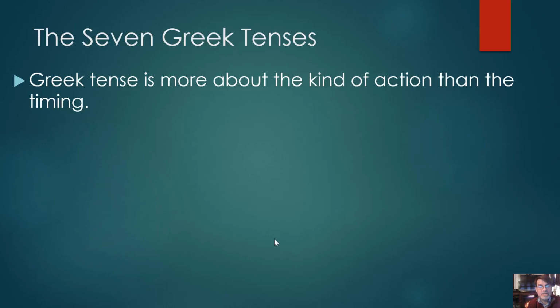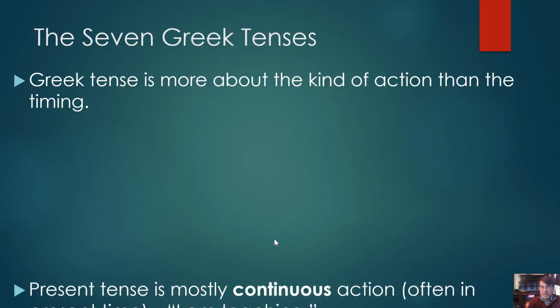First of all, tense in Greek is more about the kind of action than it is about the timing. In English, we think about tense being past, present, or future. That's secondary in Greek. Some would say it's not even a factor at all. So the kinds of actions, we have 3 basic kinds of action in Greek verbs. You can have continuous action, ongoing action that is. You can have simple, undefined action, or you can have completed action.